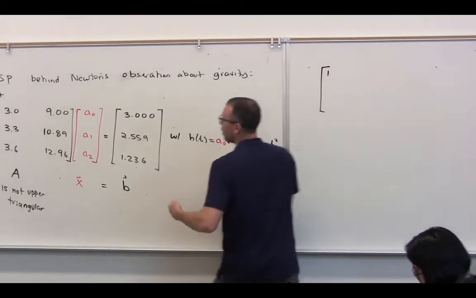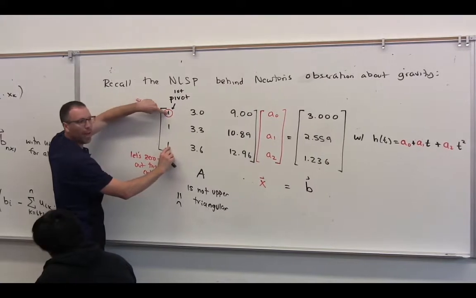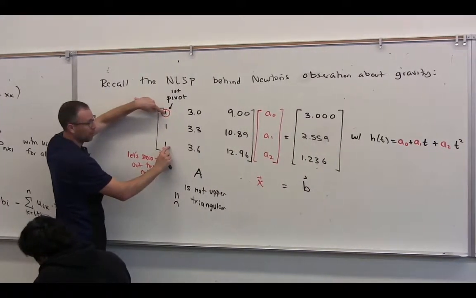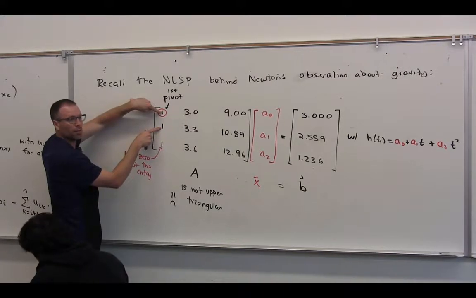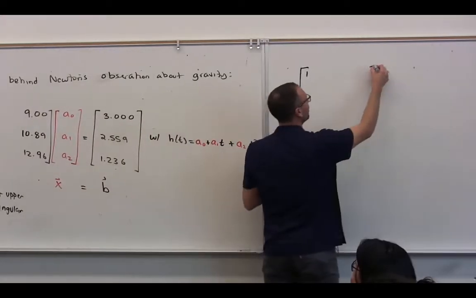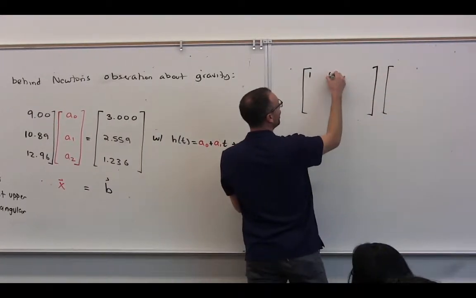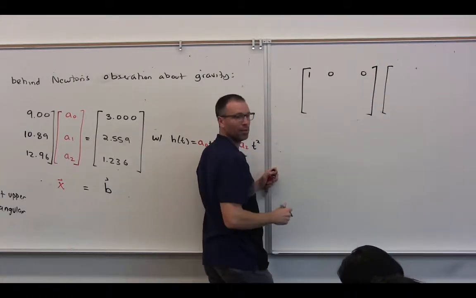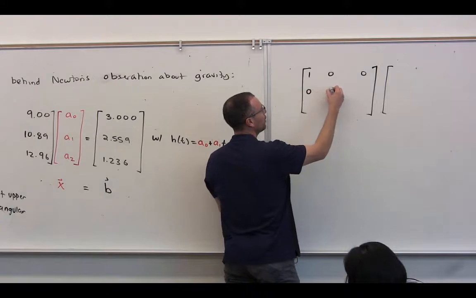First row. We want to use the first row to cancel out that one, so we're going to cancel the third row. If we're only going to cancel the third row, what do you say about the first two? Don't touch them. So what's the first row of the thing I'm going to multiply by? 1, 0, 0. Because it does nothing to the first row. What's the second row? 0, 1, 0.